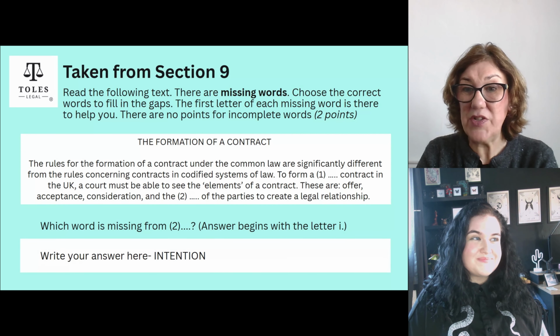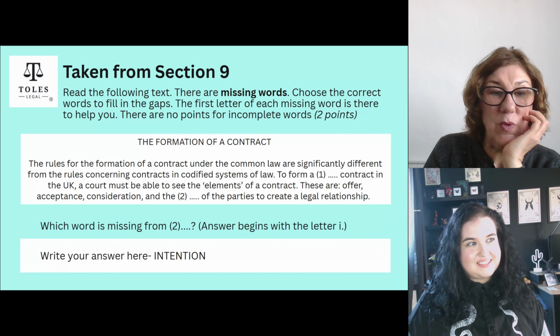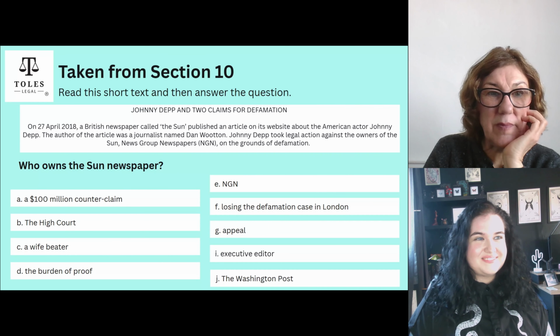No intention, no contract. If you didn't get intention, no 2 points. You've got zero. Right, what's the last section? Oh, this bit's hard, yeah.